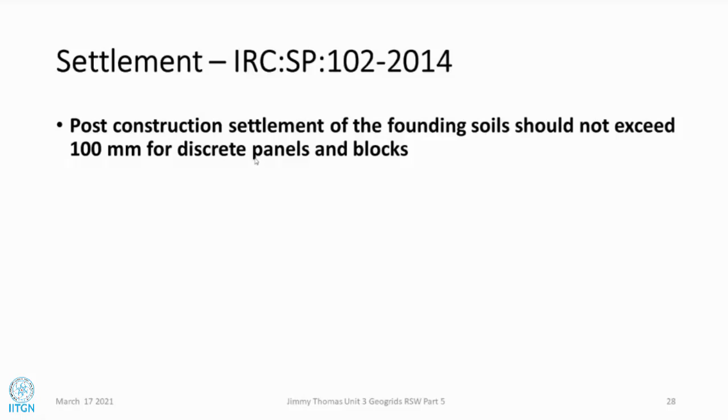So when I looked at some of the case histories, there are a lot of cases where the reinforced soil structures have undergone a lot of settlement, like 300 mm, 400 mm, up to 600 mm, and still perform well actually. So it is not that 100 mm is very damaging. The structure itself can undergo appreciable settlement.